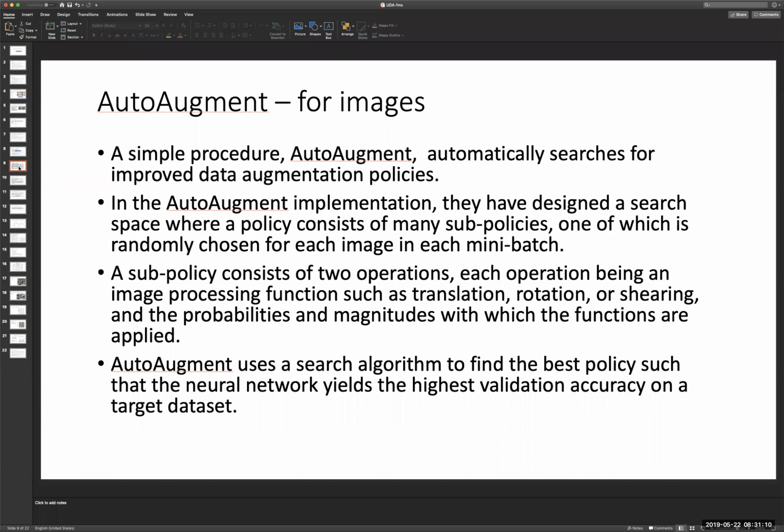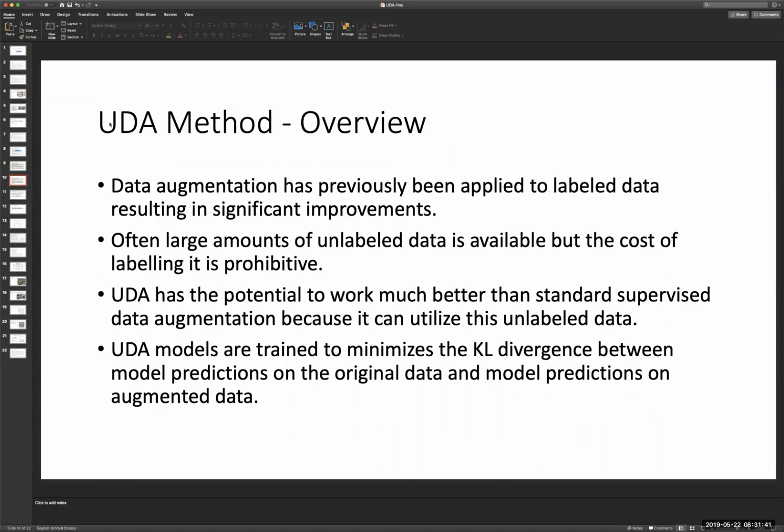So this was originally developed for supervised data augmentation, and we'll look at a benchmark for that. But the authors of this UDA paper used that software as their vision augmenter, with changes.